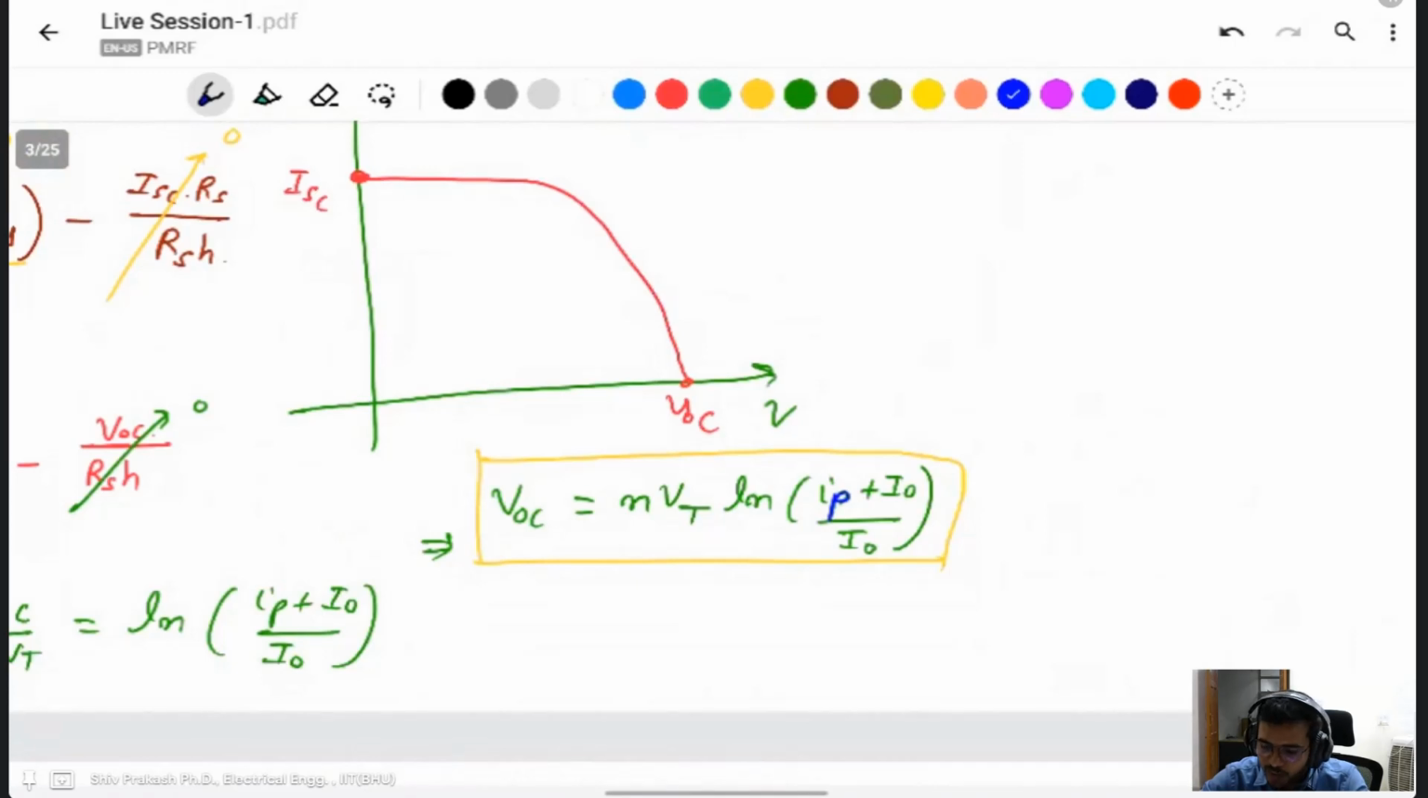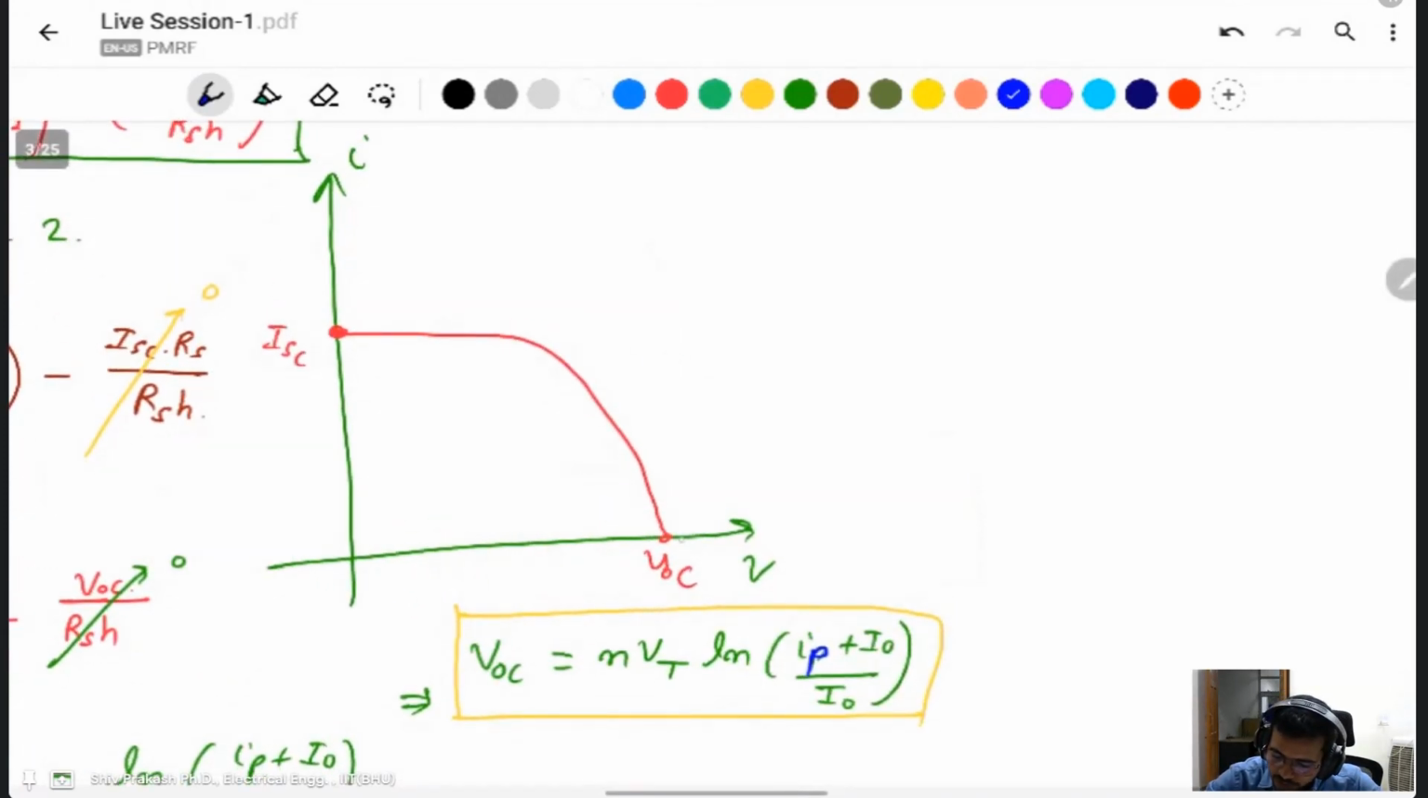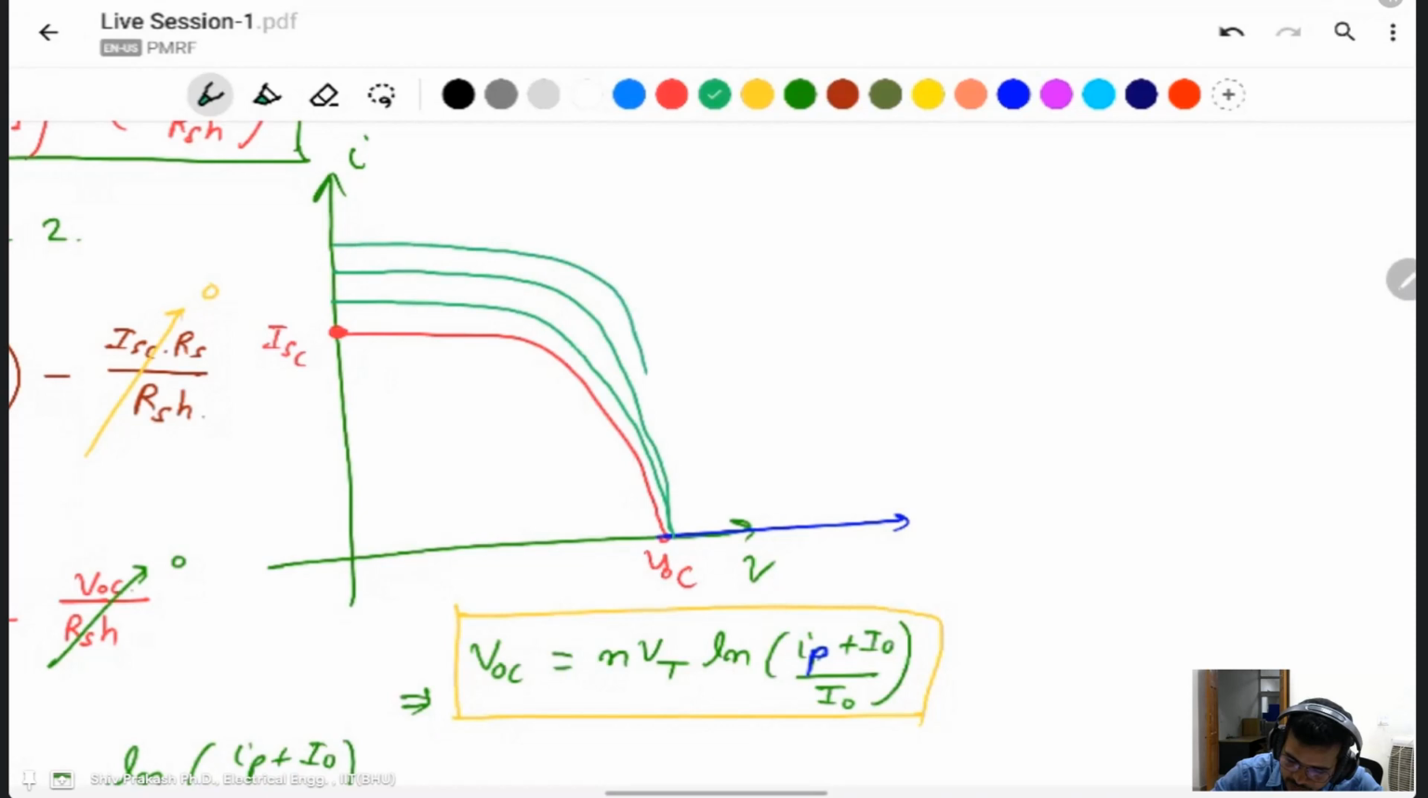But open circuit voltage changes in a logarithmic way. It means if you want to draw, on the same graph, the increase of insulation of a solar panel, you find that the current will change like that, but the voltage will change very little, like that. So anyway, this is the effect of increasing insulation.